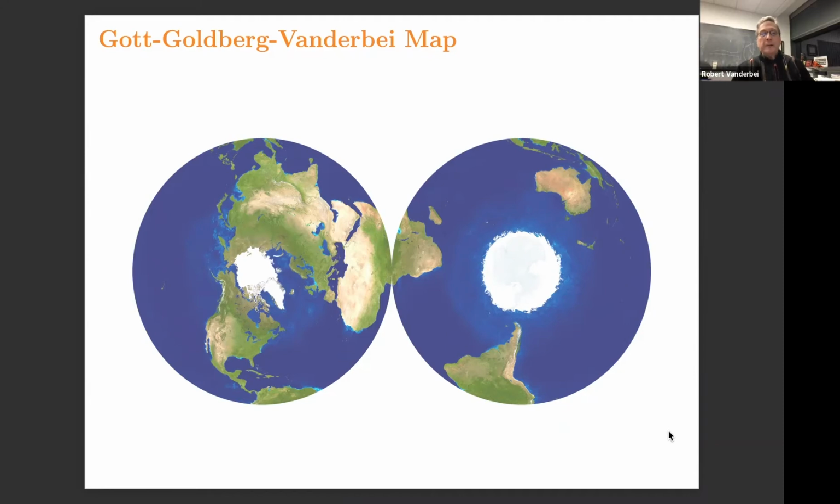But what I want to talk about today is a slight modification of this map. This is the azimuthal equidistant projection here, and the similar azimuthal equidistant projection from the South Pole. And so those projections are well known, well understood.